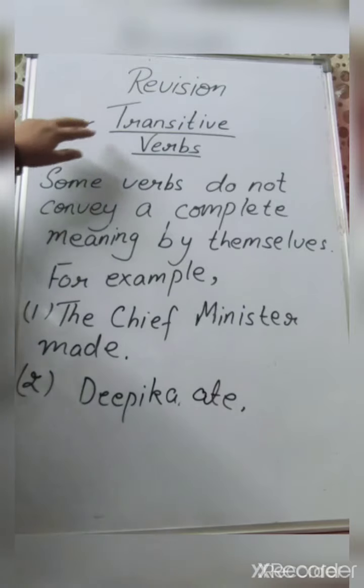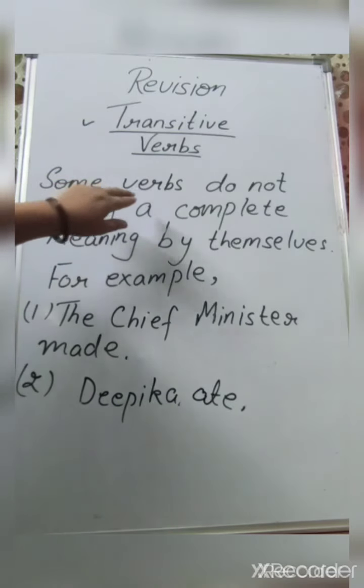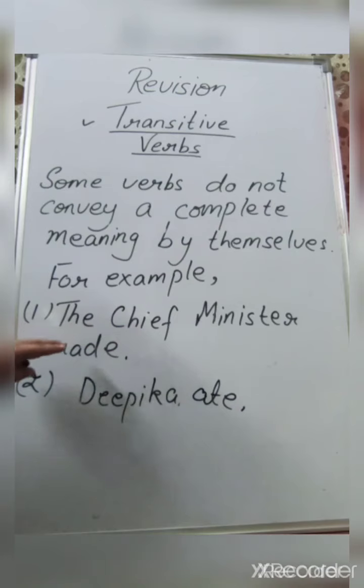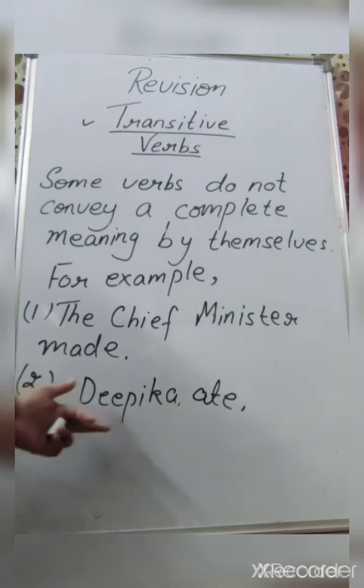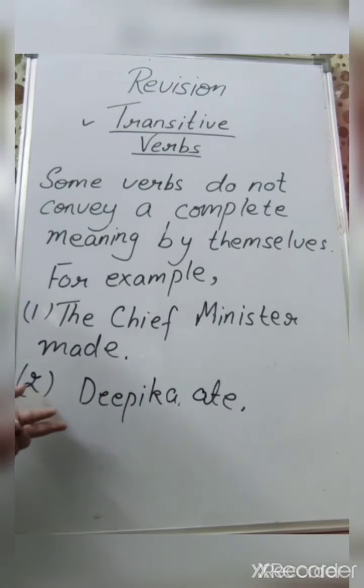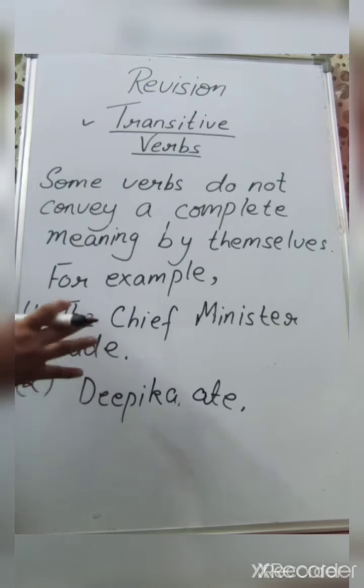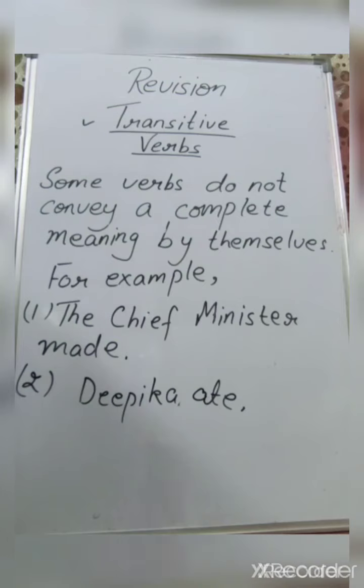Now let's understand transitive verbs. So, some verbs do not convey a complete meaning by themselves. For example, the chief minister made. Is it a complete sentence? No. It is not conveying the complete meaning. Deepika ate. In the second example also, the same thing is there. If we add an object to these sentences, the meaning will become complete.